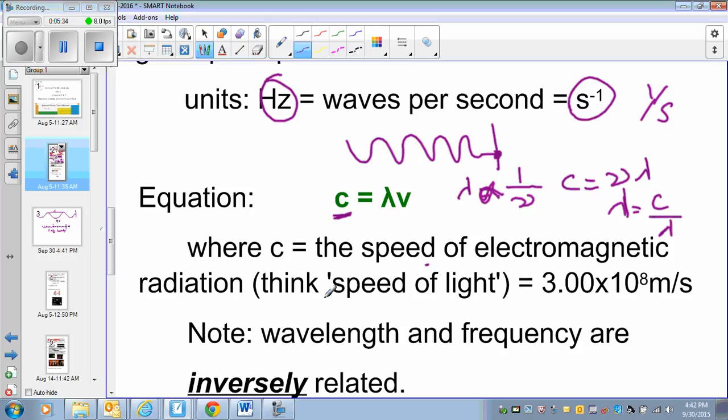c is the speed of light, or the speed of electromagnetic radiation, which is 3 times 10 to the power 8 meters per second. Wavelength and frequency are inversely proportional. This way, if I have the wavelength, I can calculate the frequency. If I have the frequency, I can calculate the wavelength, because I always have the c with me.